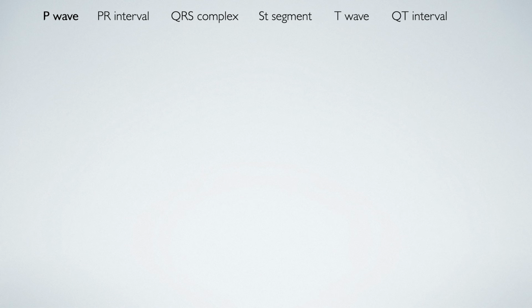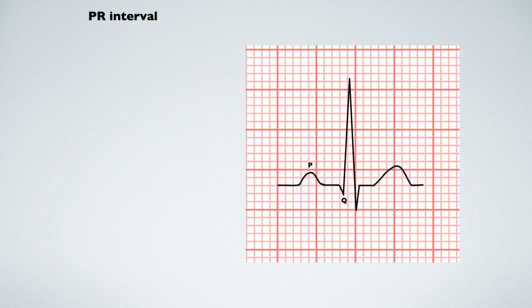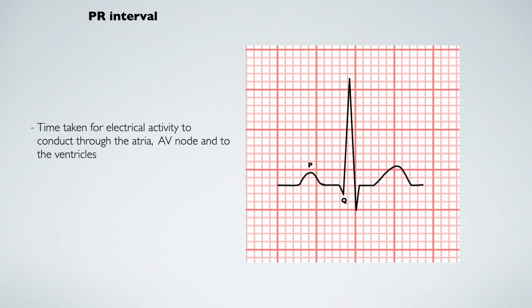Let's move on to the PR interval. The PR interval represents the time it takes for impulses to move from the sinoatrial node into the AV node and out to the ventricles. The PR interval begins at the start of the P wave and ends at the beginning of the Q wave.